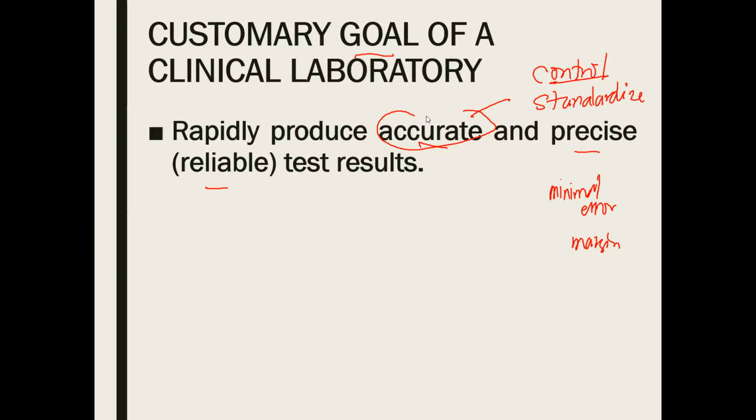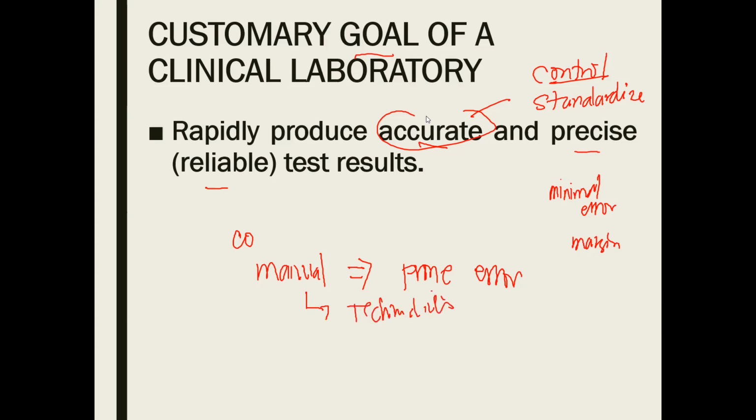Why accurate and precise? Because the conventional one, the manual method, is prone to error. Take note of that. The manual method is prone to error because of what? Because of the technicalities, okay? Because of human error. Medtech error. While our automated chemistry analyzers will give you more accurate and precise results.